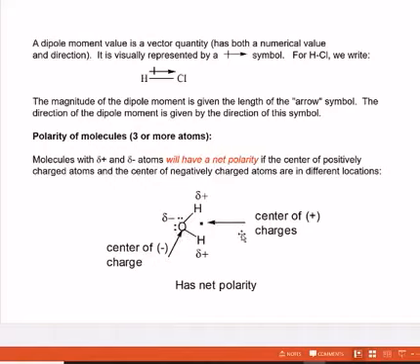Here's a general rule. Once you've figured out the center of negative charge and the center of positive charge, if they're at separate points in space, the overall molecule has a polarity. If the centers of negative and positive charge are in different locations, that molecule has an overall polarity. And so water obviously has an overall polarity. We could say water is a polar molecule.